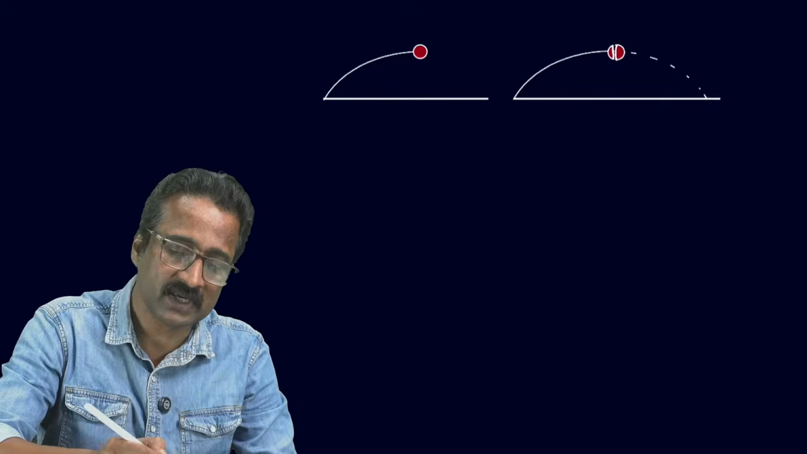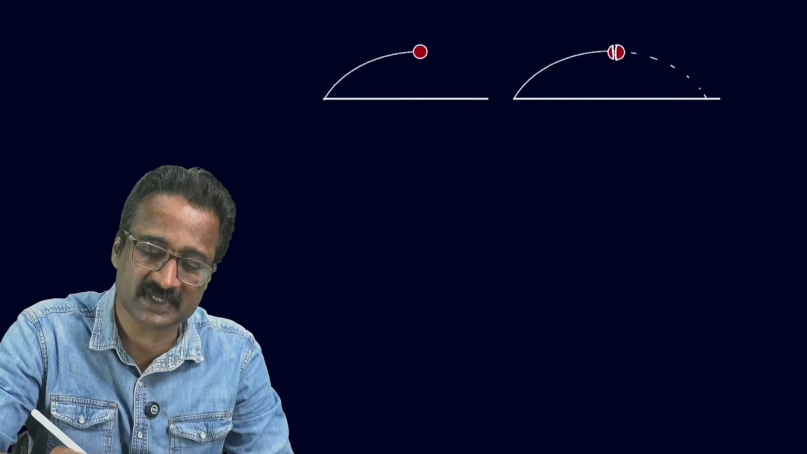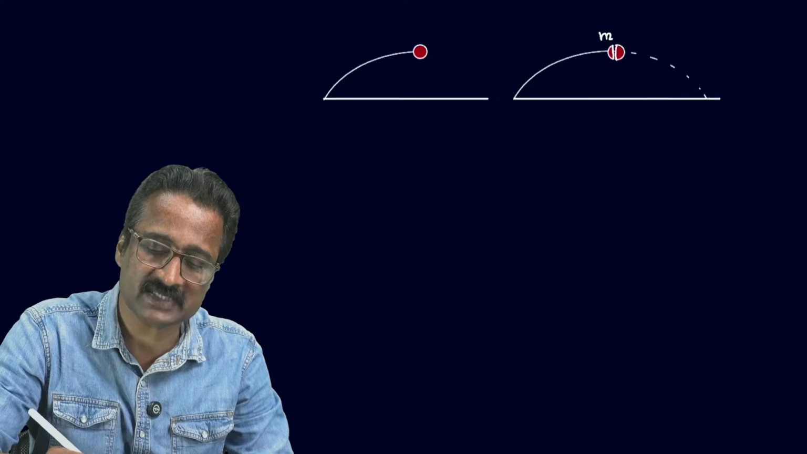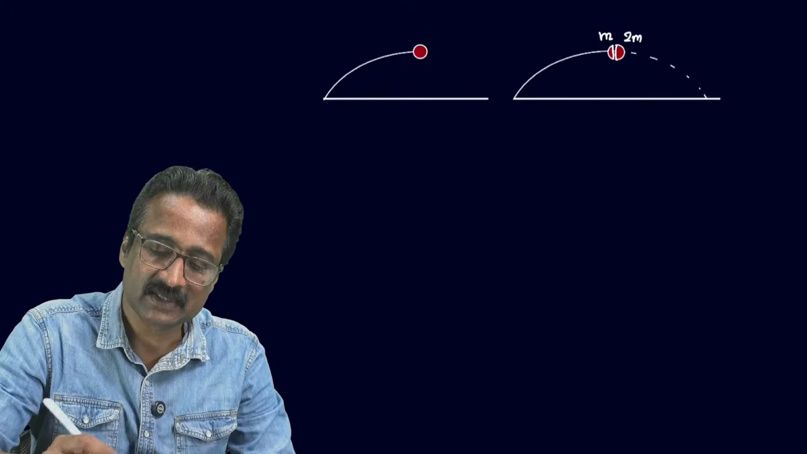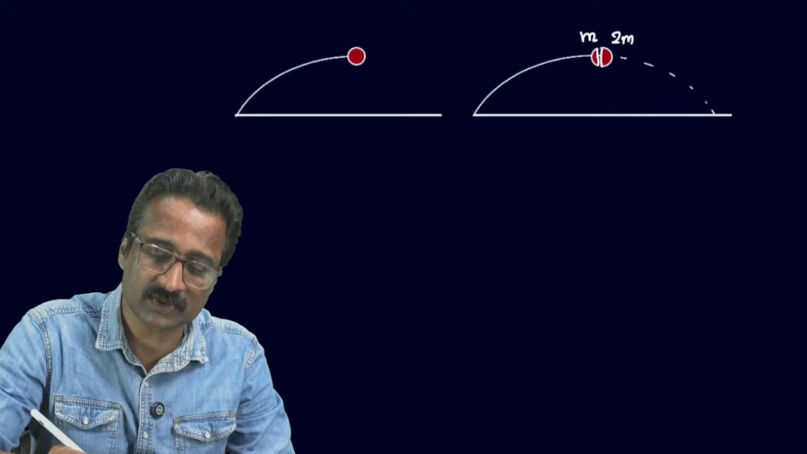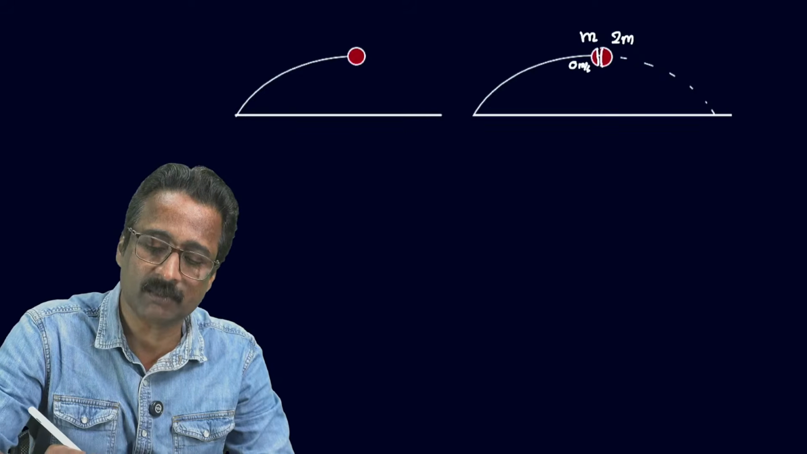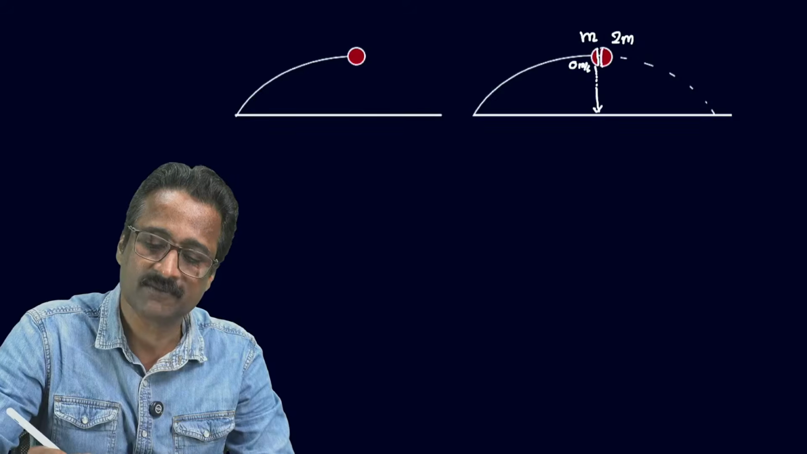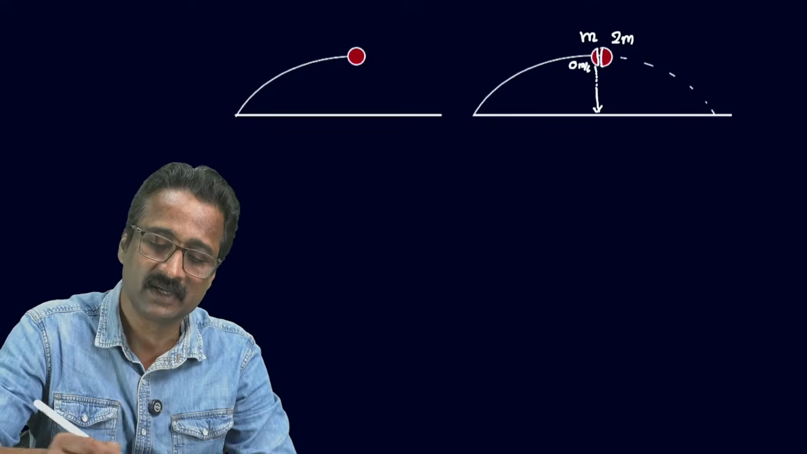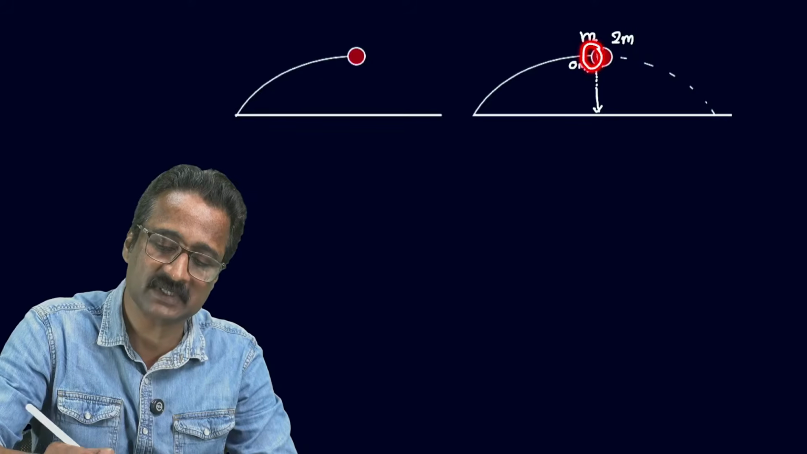In that explosion, two masses were formed, two pieces. One piece is having a mass m, the other piece is having 2m mass. Now they say that the smaller mass, the velocity of that is reduced to 0. That means the body cannot stay there. Certainly it will go down. It will fall downwards.